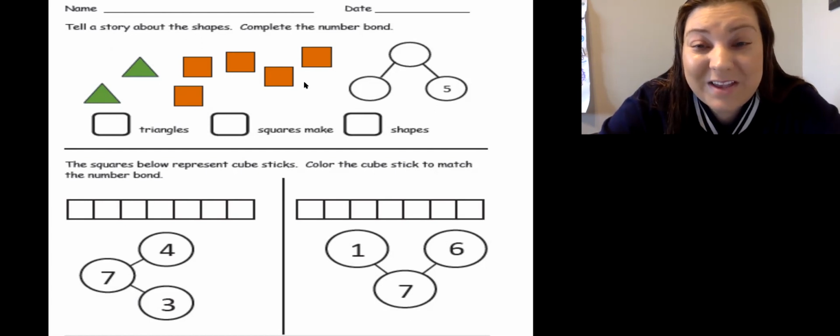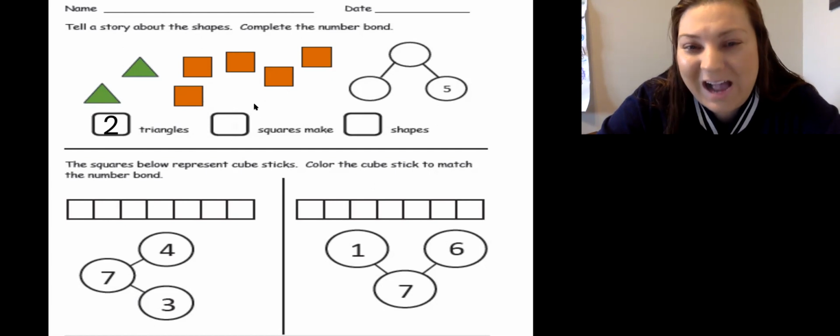So let's fill in our information. So we see that there are 2 triangles, and there's the word triangles, blank squares. How many squares do we see? 1, 2, 3, 4, 5 squares. So 2 triangles and 5 squares make how many shapes? Make 7 shapes. Very good.